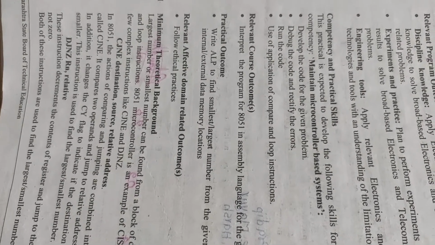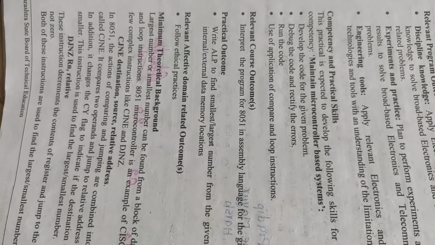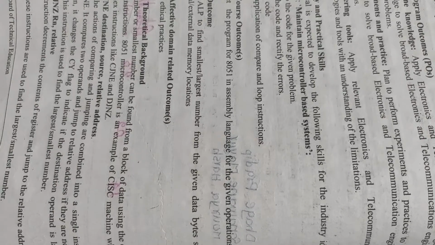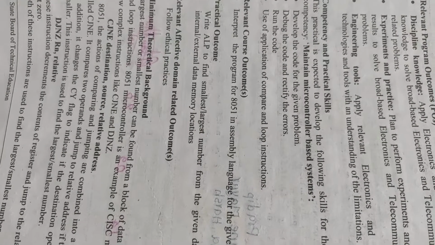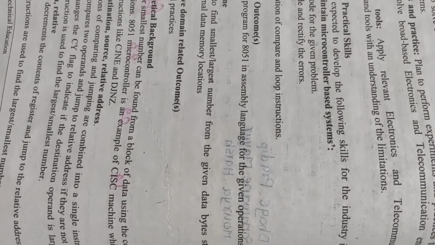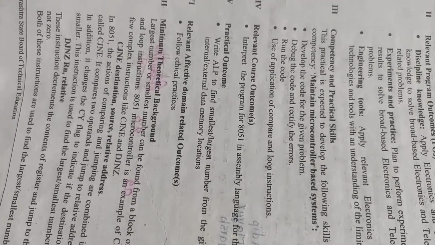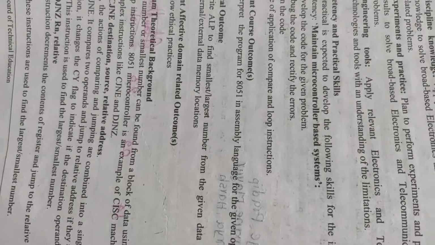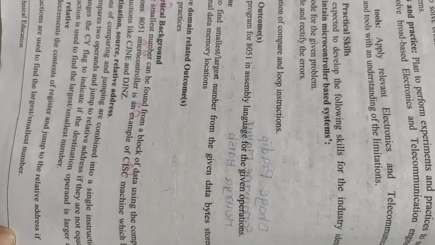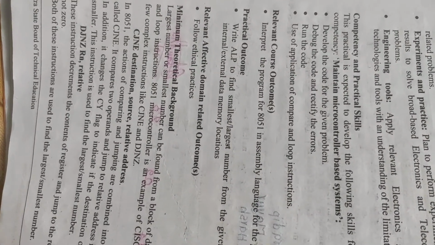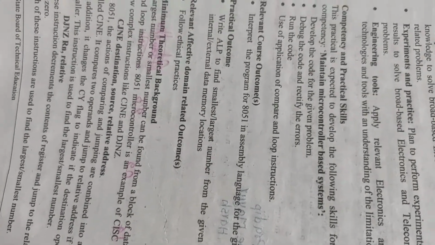CJNE destination, source, relative address. In the 8051, the actions of comparing and jumping are combined into a single instruction called CJNE. It compares two operands and jumps to the relative address if they are not equal. In addition, it changes the CY flag, which indicates whether the destination operand is larger or smaller. This instruction is used to find the largest or smallest number.